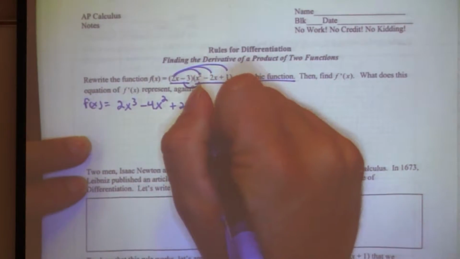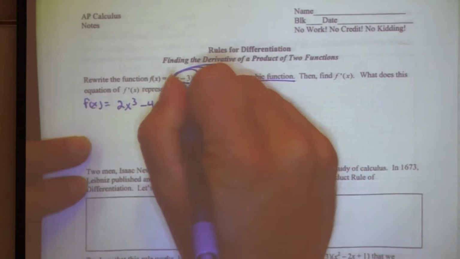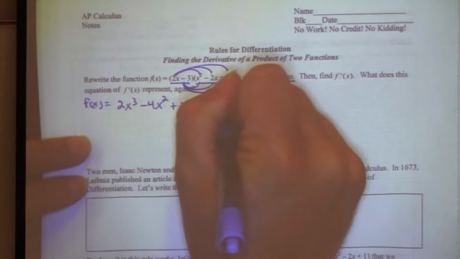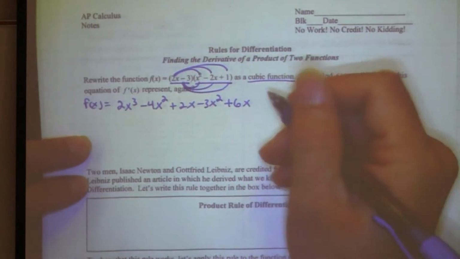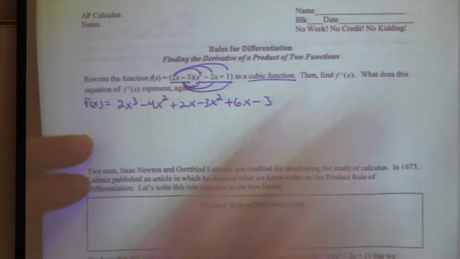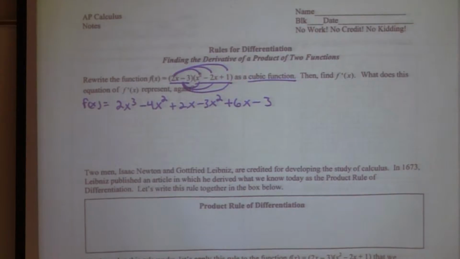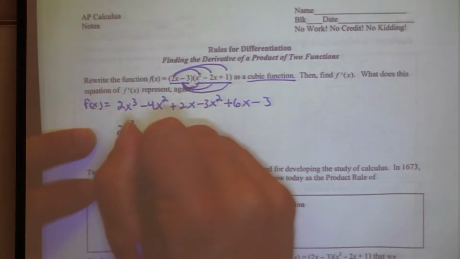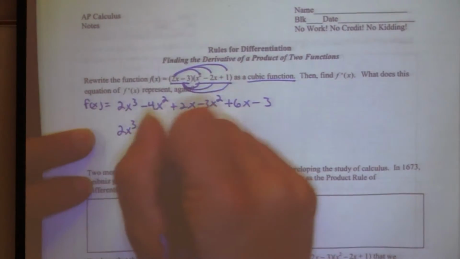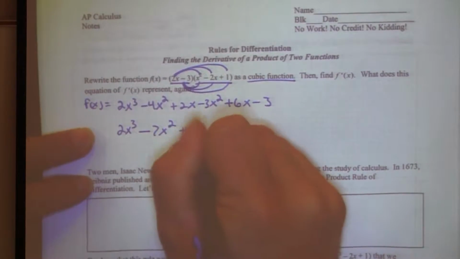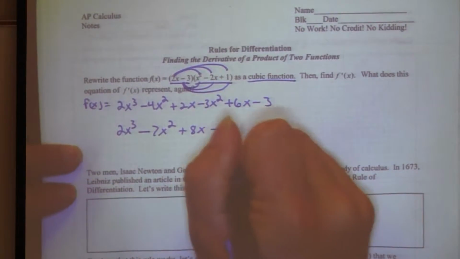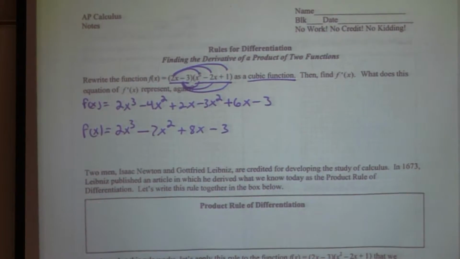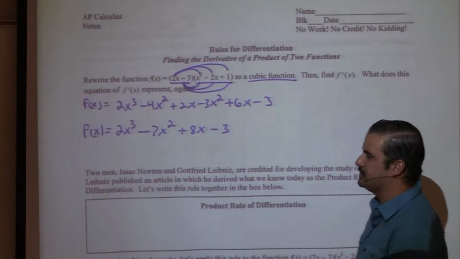Alright, now let's do the other one. Negative 3 times x squared, negative 3x squared. Negative 3 times negative 2, positive 6. Negative 3 times 1, negative 3. Okay. Are there any like terms that I can combine? Yes. 2x to the third minus 7x squared plus 8x minus 3. Is that the derivative or is that just still the original function, just expanded? It's still the same function, all I did was multiply it out.